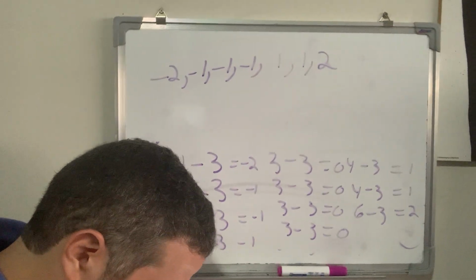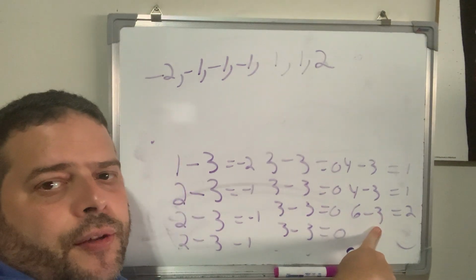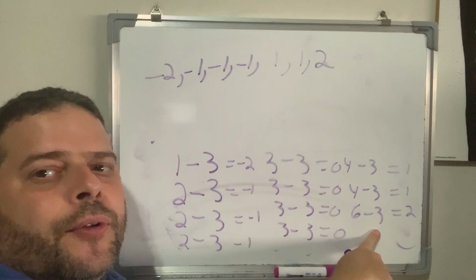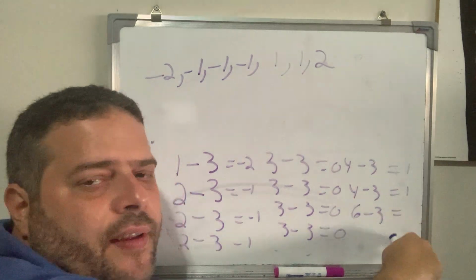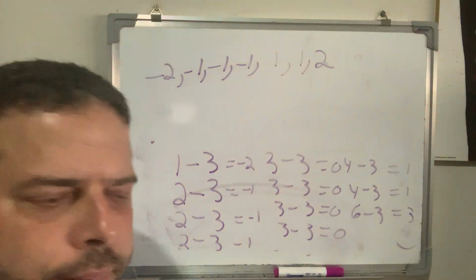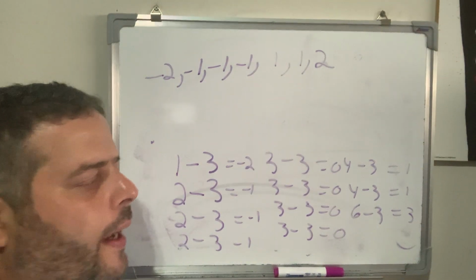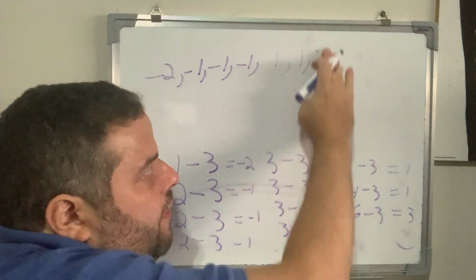Let me just confirm. I'm the math teacher. 6 minus 3 is 2. Yeah, makes sense. Galaxy brain. 6 minus 3 is 3. Please do not lose confidence in me. I will pull through. So now let's change this value to 3.